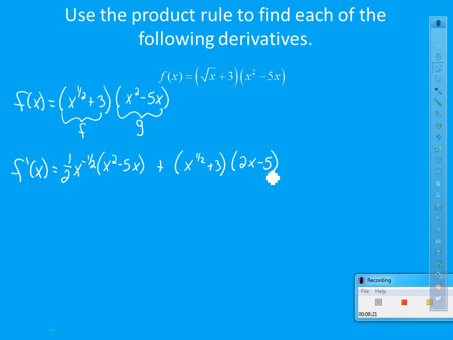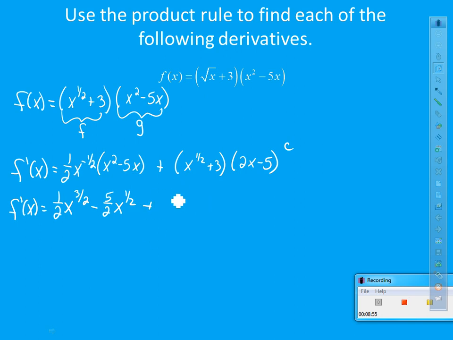Okay? You'll hear me say this a few times today. The calculus step is done now. Rest of it is algebra. So f prime of x is going to become, I'm now going to distribute this 1/2 x to the negative 1/2 through. So I'm going to get 1/2 x to the negative 1/2 plus 2, which is 3/2, minus 5/2 x to the 1/2. I got that 1/2 by going negative 1/2 plus 1.